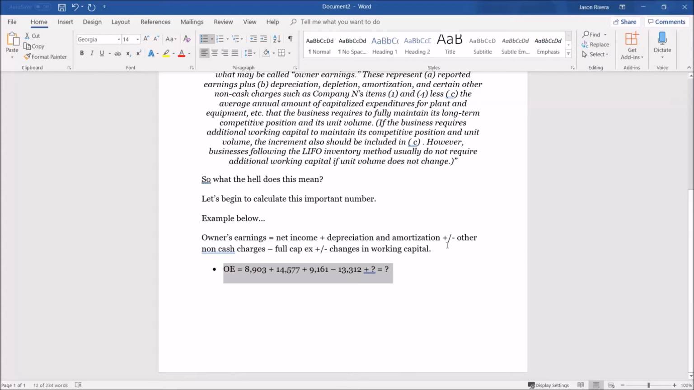And again, free webinar where we'll go over this entire calculation in depth, all the nuances, why each of these things are in here, what we're trying to figure out with owner's earnings, which I talked about in the first video in this series. And again, most importantly, the nuances in this section, which can be super confusing.